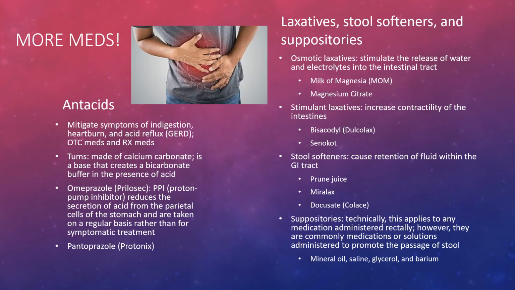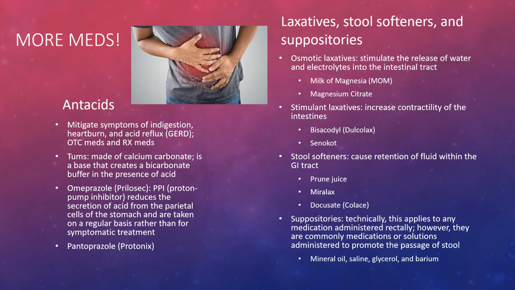Antacids. So these mitigate symptoms of indigestion, heartburn, and acid reflux or GERD, gastroesophageal reflux disease. There are over-the-counter antacids and prescription medications. Tums, which I'm sure many of you have taken before, made of calcium carbonate, is a base that creates a bicarbonate buffer in the presence of acid. So your stomach produces a lot of acid in order to break down food products. So this kind of counteracts that if there's an overproduction.